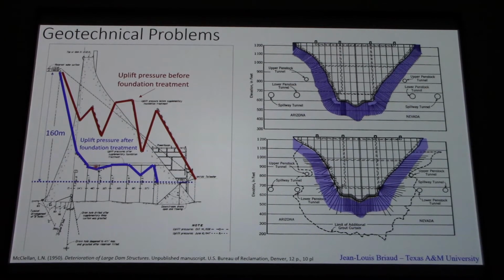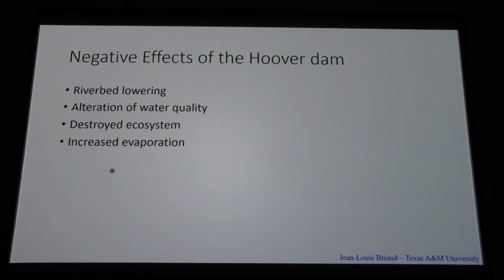And the blue line is the pressure. So the vertical axis is water pressure, and the horizontal axis is the distance along the dam. You can see the additional grouting decreased the pressure from the red line to the blue line. So that was successful.